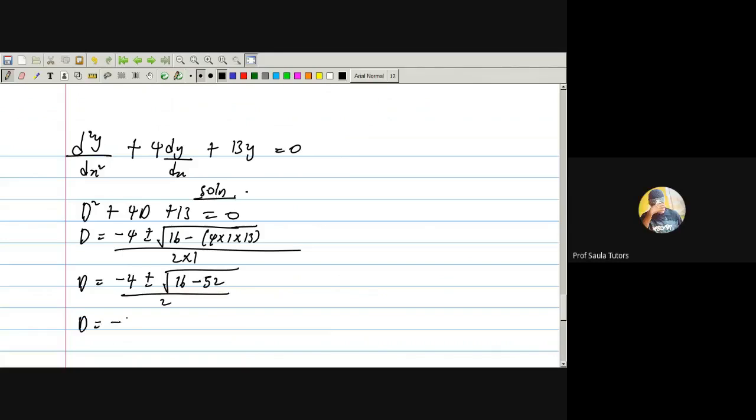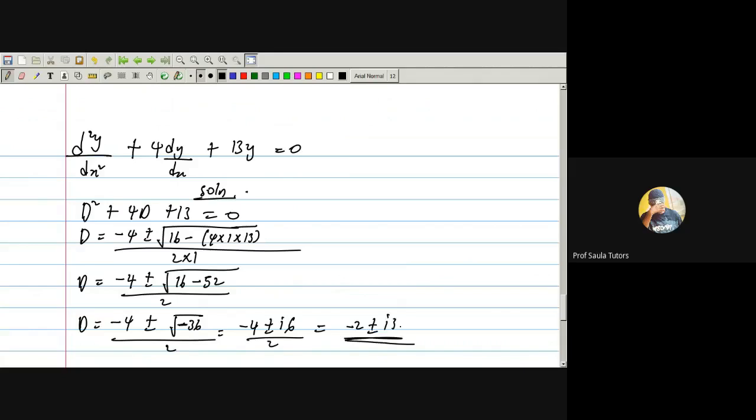So I have D equals minus 4 plus or minus the square root of 16 minus 52, which is minus 36, all over 2. So this is what we have: minus 4 plus or minus the square root of a negative number. This is a complex number, i. The square root of 36 is 6, all over 2. So I have minus 2 plus or minus 3i.